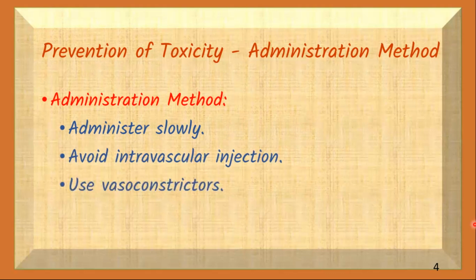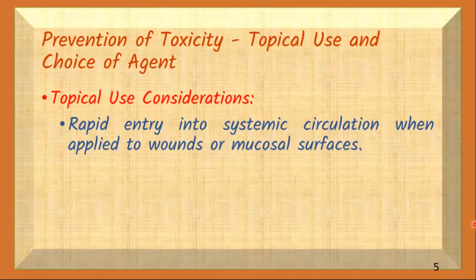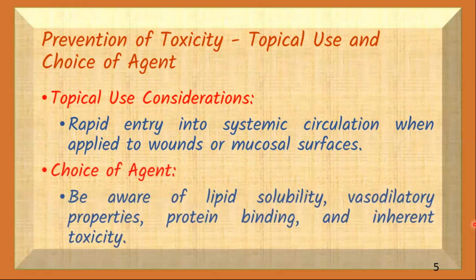Vasoconstrictors should be used to slow the entry of anesthetics into the bloodstream. When applying anesthetics topically, be aware of the risk of rapid entry into the systemic circulation. The choice of anesthetic agent is also important, considering factors like lipid solubility, vasodilatory properties, protein binding, and inherent toxicity.